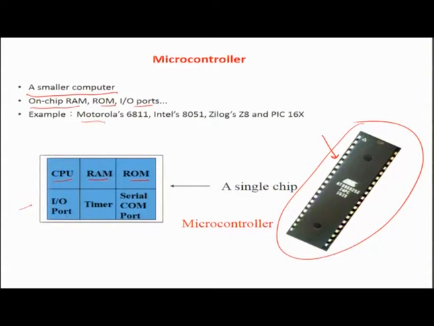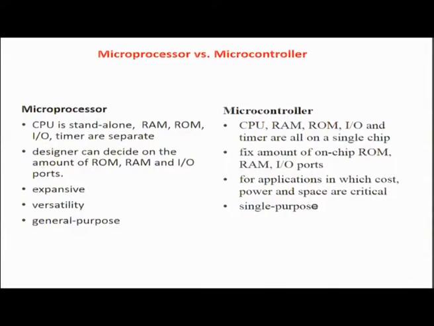So you have Motorola's 6811, Intel's 8051, Zilog's Z8 or PIC 16X. These are all different microcontrollers. The essential difference between the two is that in a microprocessor, the CPU is standalone, and RAM, ROM, IO and timers are separate. A designer can decide on the amount of ROM or RAM that is needed, or even how many IO ports are needed. They are expensive in nature, very versatile, general purpose.